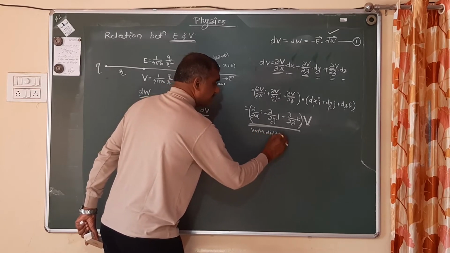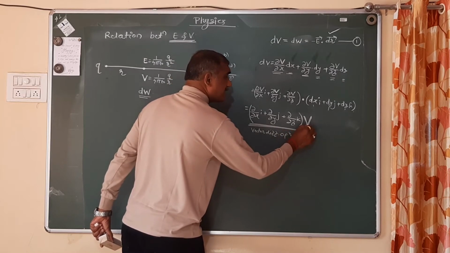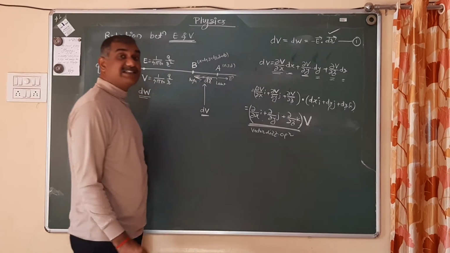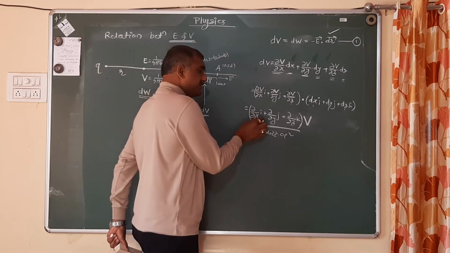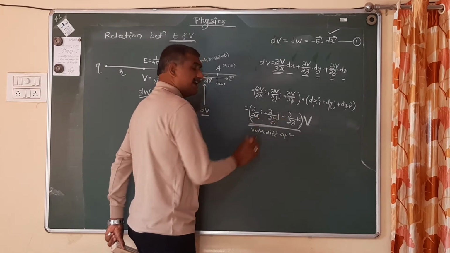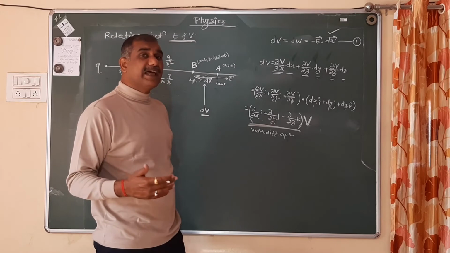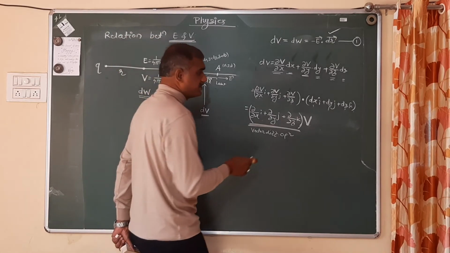Vector differential operator, due to which what happens? You can convert this scalar quantity into a vector quantity, and that is called the gradient of potential. This is the vector differential operator. Whenever the vector differential operator operates on some scalar quantity, it converts it into what is called the gradient of that scalar function.